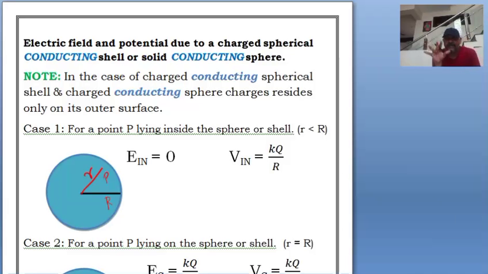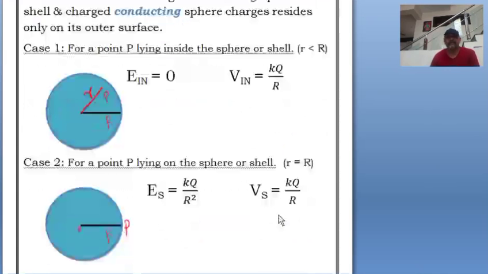Now, in this case, three things will appear. Case 1: observe the charged sphere here. For a point P lying inside the sphere, at a distance r from the center, here this is the center O. So r is the distance of the point P from the center, and capital R is the radius of the sphere.